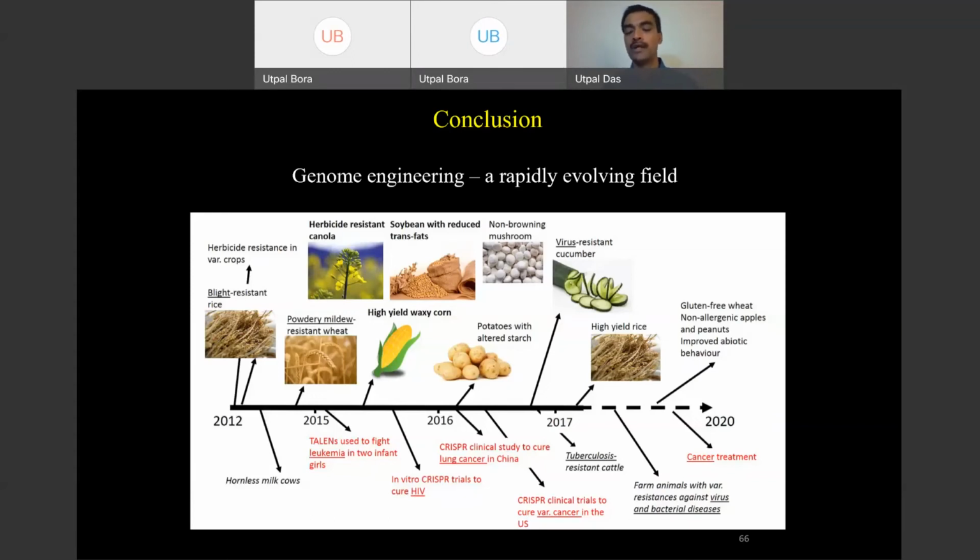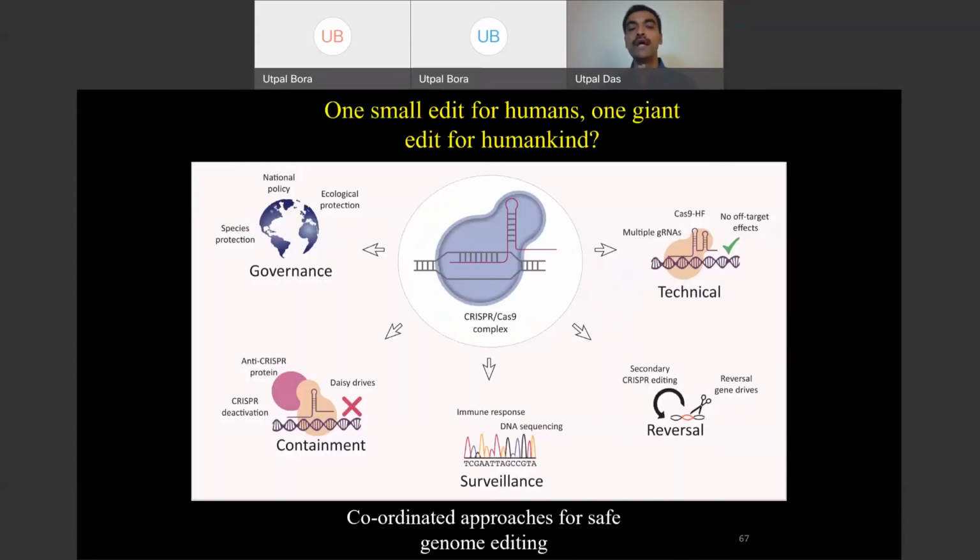It's now available everywhere. But what we need is a cohesive approach to control this. Otherwise, one small editor for a human can change the entire humankind. So proper technical controls are needed. If there is an endonuclease which is always acting, we have to inhibit that kind of endonuclease. Probably we'll be injecting some antibody against Cas9 to inhibit it at a certain point. So basically reversibility should be there.